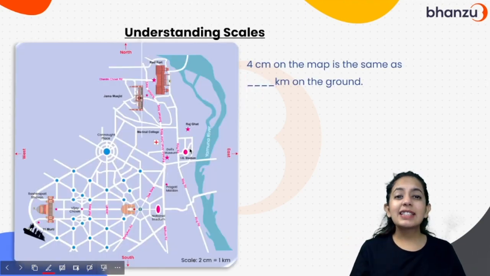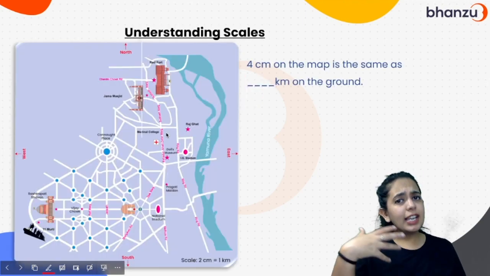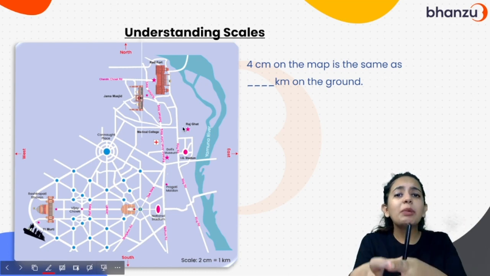Now let's understand scales in a better way. So my dear, as I told you, everything cannot be put up in the map.